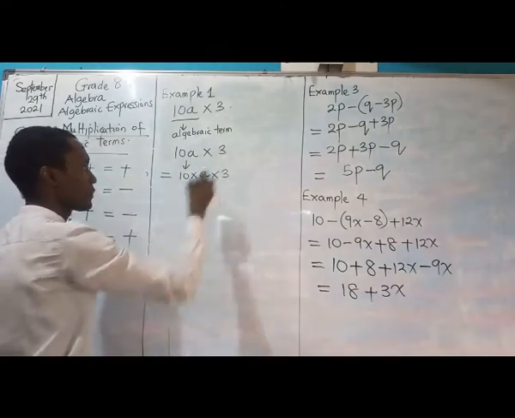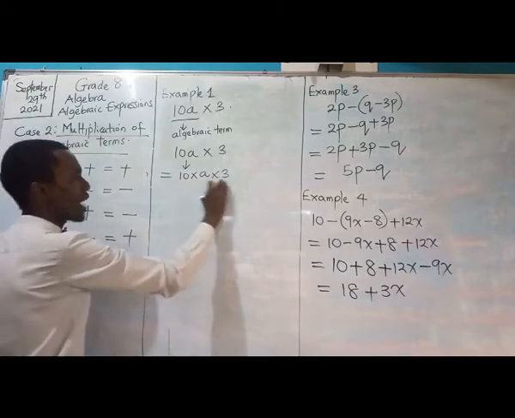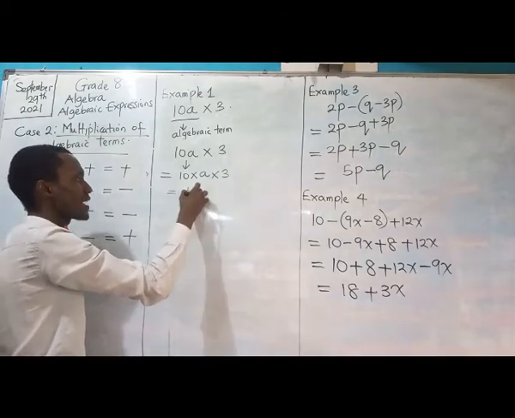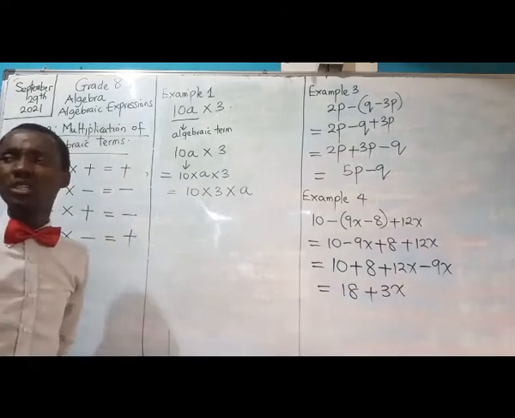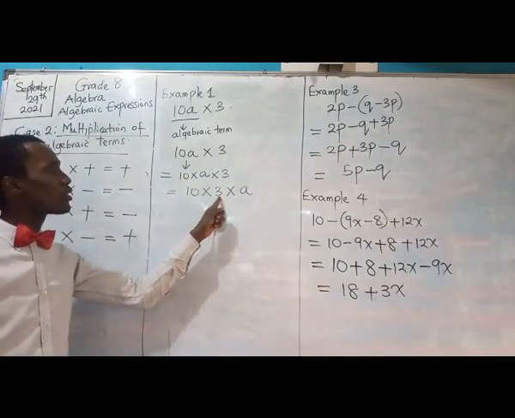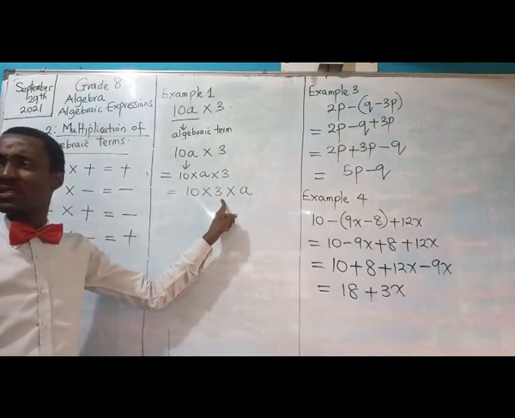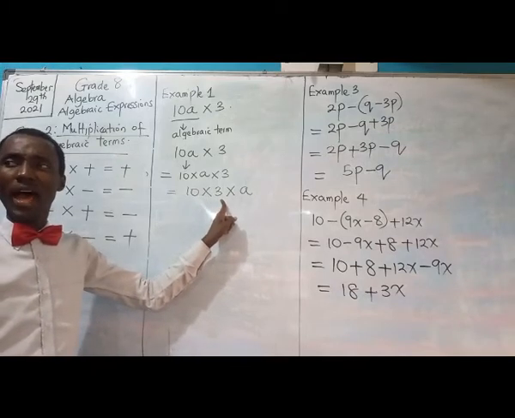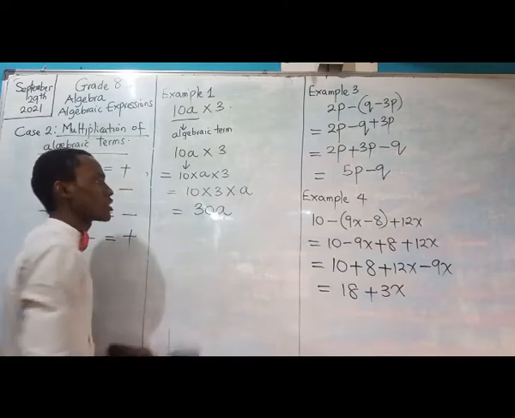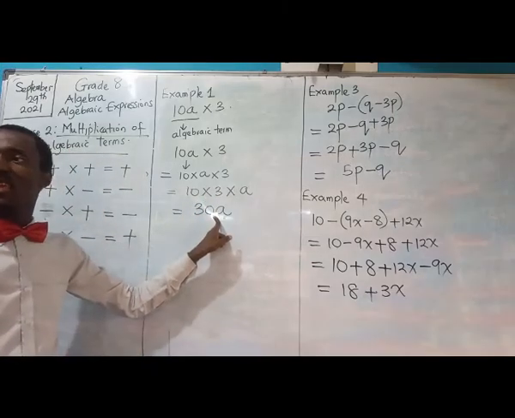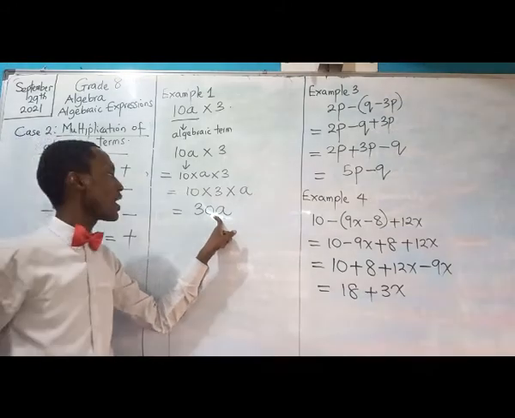Multiplied by what? 3. So I will have to rearrange this. This will give me 10 times 3 times a. Now, in multiplying terms, I can easily multiply numbers. And that will be 30 multiplied by a. And that will be 30a. And that gives you your final answer.